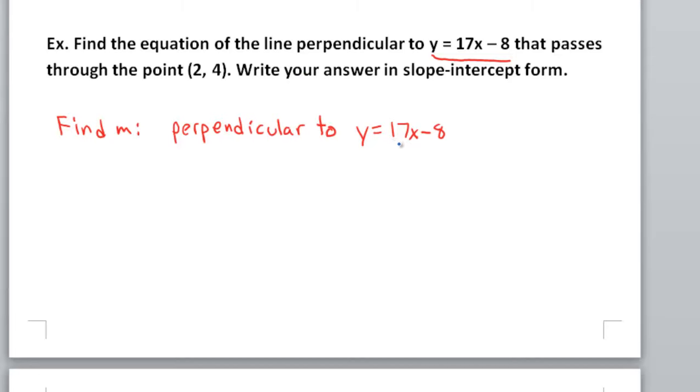This line has a slope that's easy to see since the equation is already in slope-intercept form. The slope of this line is 17. And the opposite reciprocal of 17 is negative 1 over 17. So this is the slope of the line that we are trying to find. Now let's find the y-intercept, b.